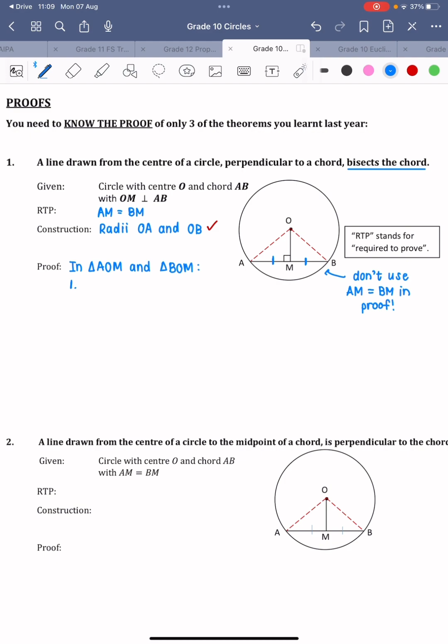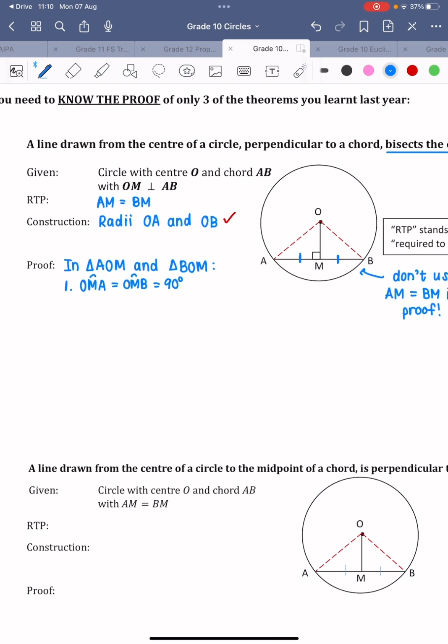One, we're going to say angle OMA is equal to angle OMB, which is 90 degrees, right? So we're going to say OMA is equal to OMB. And guys, since we want to use right angle hypotenuse side, we do actually have to state that it's a right angle. So you have to say that it is 90 degrees. The reason for that is OM perpendicular to AB, or you can just say given also. That would also work because that was given. So it's fine if you just write given. Alright, so there we have our right angle.